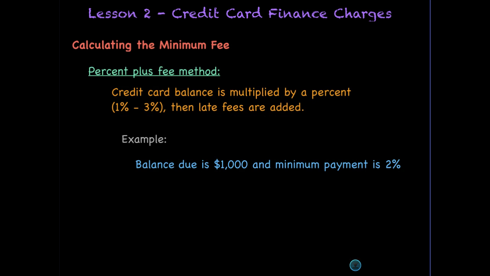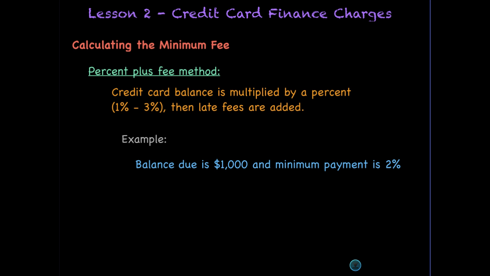Let's look at how we can calculate the minimum fee. Now, the minimum fee is the minimum amount that you are required to pay each month. So let's look at the percent plus fee method. That is one way that it's calculated. In this method, your credit card balance is multiplied by a percent, typically somewhere between 1 and 3%. Then any late fees you have incurred are added to that balance.